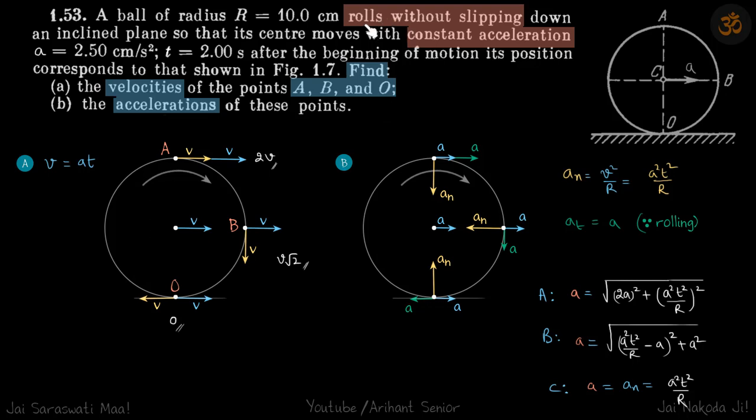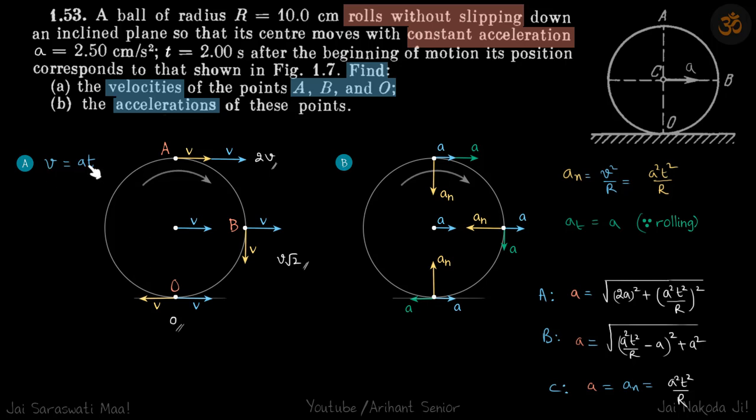We are given a ball that is rolling without slipping, and its center is going with a constant acceleration. We need to find the velocities of these 3 points and also the acceleration of the 3 points. So the constant acceleration a means the center is traveling with velocity v, that can be written as at, right? Uniform motion.